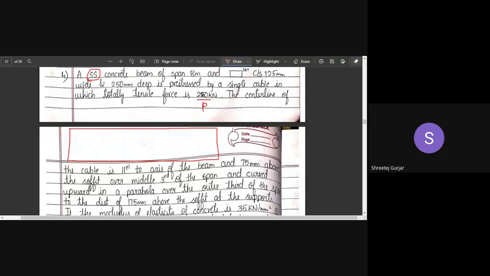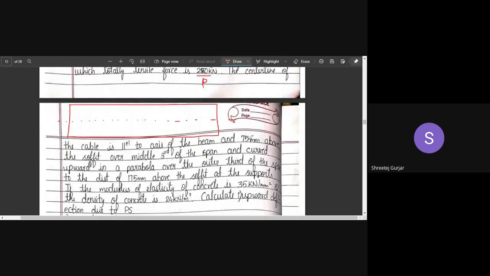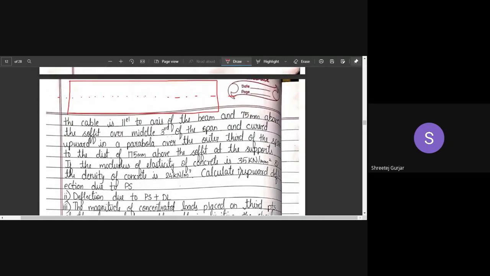The center line of the cable is parallel to the axis. Center line of the cable, meaning the tendon, is parallel to the axis of the beam. So this is the centroidal axis. The cable is parallel to this particular centroidal axis, so it is going this way. And it is 75 mm above the soffit over the middle third of the span.